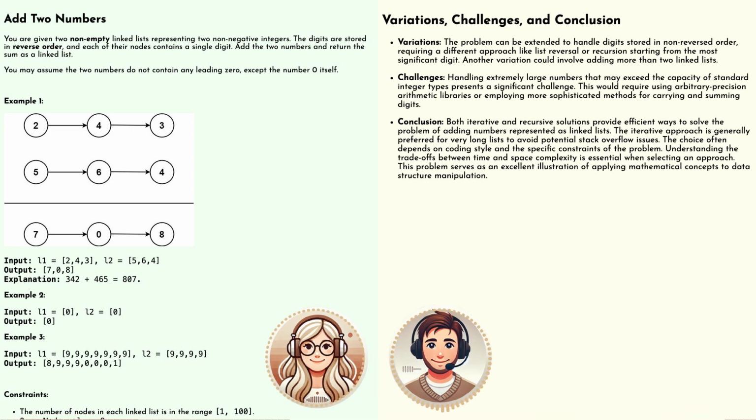Right, like if the lists were in normal order. That would definitely throw a wrench in things. We'd have to think about how to align the digits properly before adding. But for now, let's stick with the reversed order scenario. We've talked about how to handle those cases where the lists are different lengths, and we know to watch out for that final carryover at the end. But I'm still curious, are there any other gotchas or tricky situations we should be aware of when working with recursion for linked list problems?